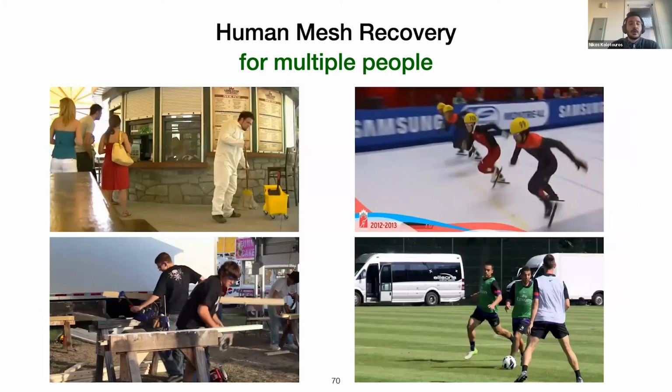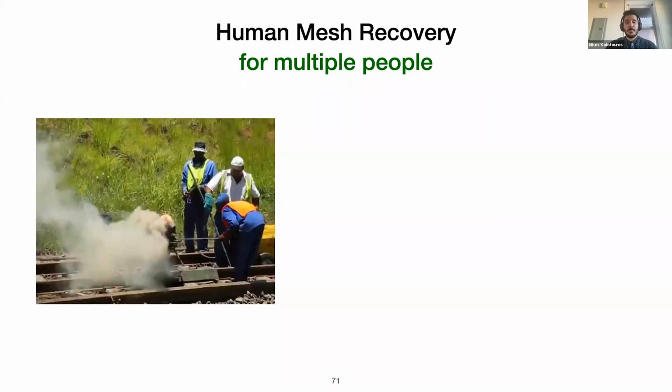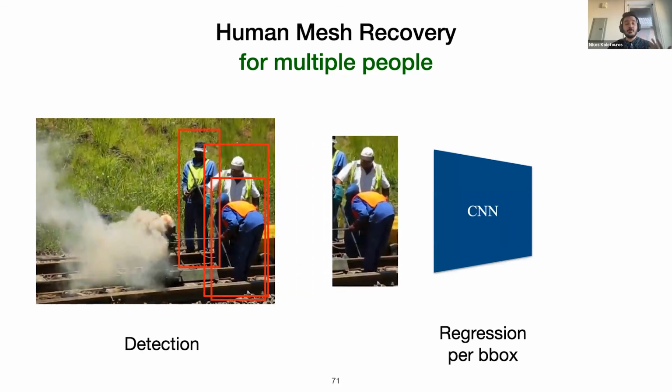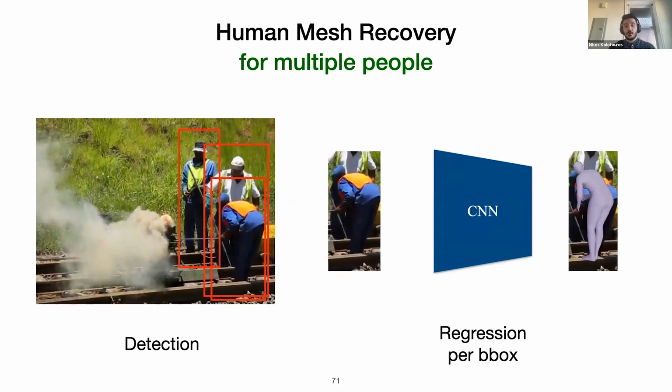But what happens when we look at a larger scene? Our real images rarely include a single person. We typically have multiple people interacting with each other or occluding each other. How should we treat these cases? The straightforward solution would follow the principles of top-down processing. We first detect a bounding box for each person in the image. And this should be easy and effective to do with the recent detection systems. And then we process each bounding box independently with a network for human mesh recovery.